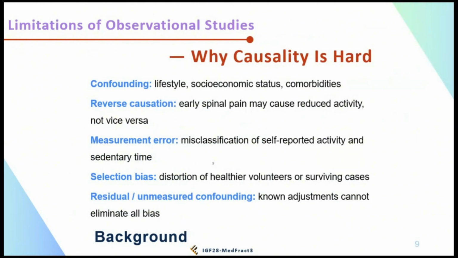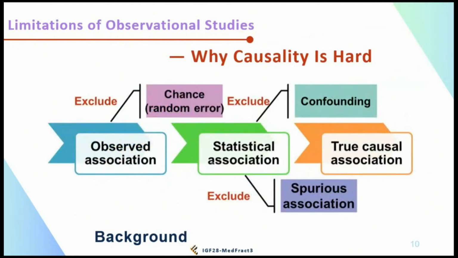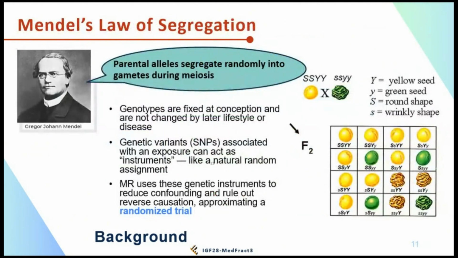Selection bias, for example, the healthier volunteers may be overrepresented, and the residual and unmeasured confounding may still remain even after the adjustment. So that's how the classic epidemiological study draws a conclusion. After we obtain the observed association, we need to exclude the random errors, spurious association, and confounding to finally draw a causal association. All these challenges lead us to adopt Mendelian randomization to strengthen our causal association.